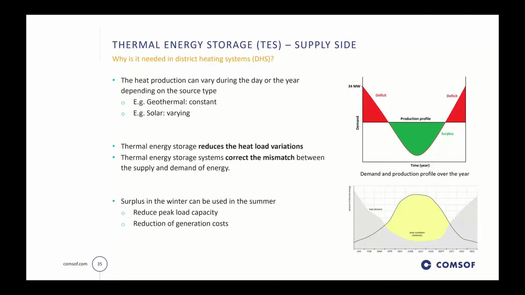That's something that we can correct by using a storage tank. So we can correct the mismatch between supply and demand by making use of storage. Moreover, it's a surplus that we have here in the summer. We put in a buffer, and we can use it, for example, during the winter, to reduce peak load capacity and to reduce the production costs.